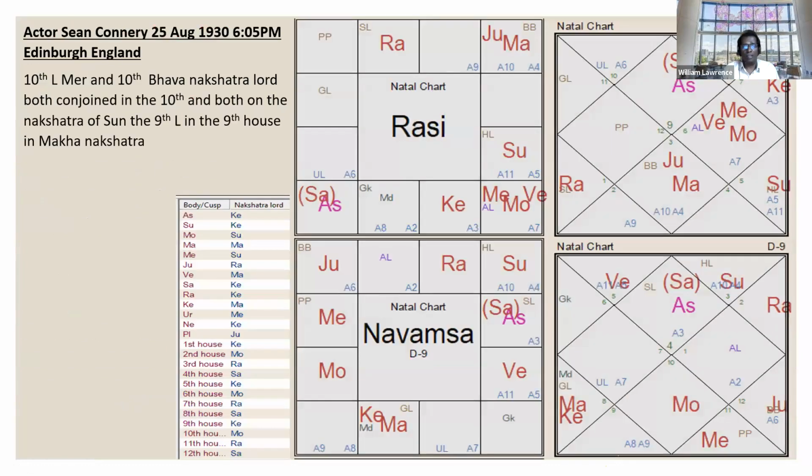Okay, I'll explain. Look at Sean Connery, you know, James Bond. Look at his horoscope. The 10th Lord Mercury and the 10th Bhava Nakshatra Lord are both conjoined in the 10th house. See, the 10th Nakshatra Lord is Moon. So Hasta is his 10th house. And the 10th Lord is Mercury. So the Bhava Lord and the Bhava Nakshatra Lord are both conjoined together. This by itself is a very big yoga.